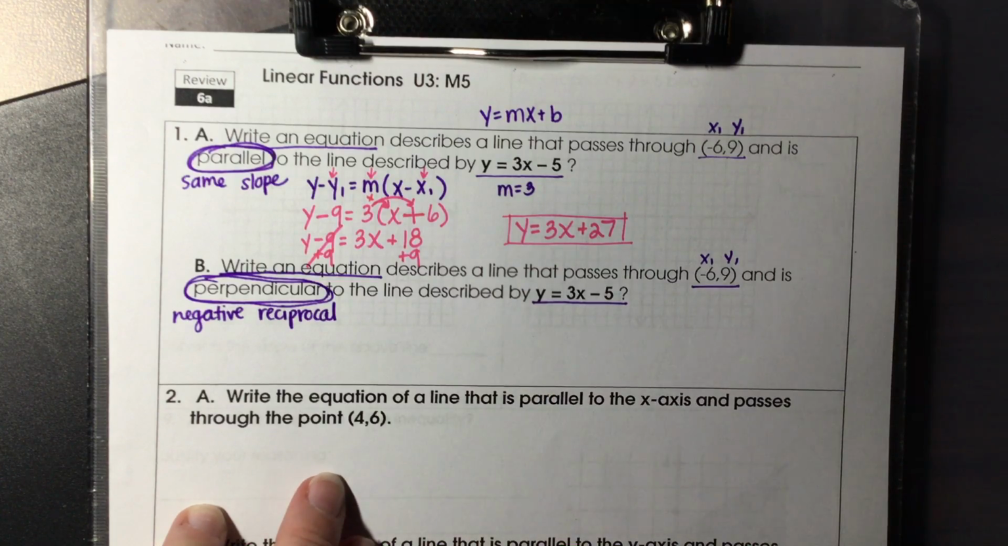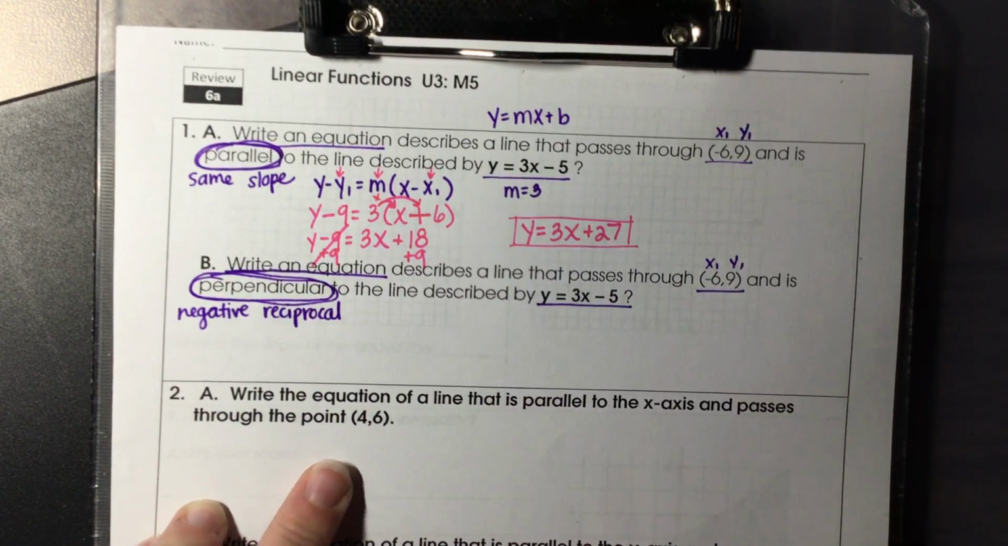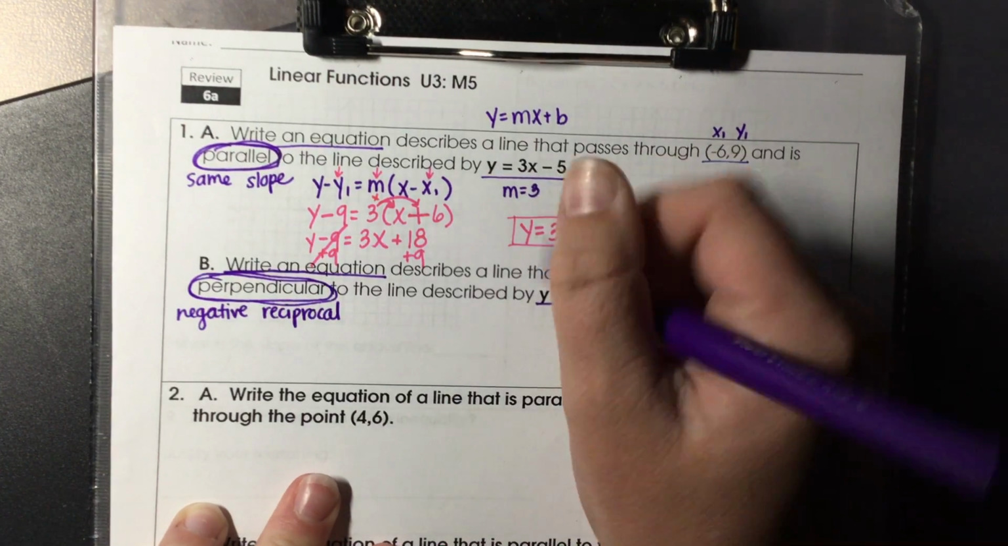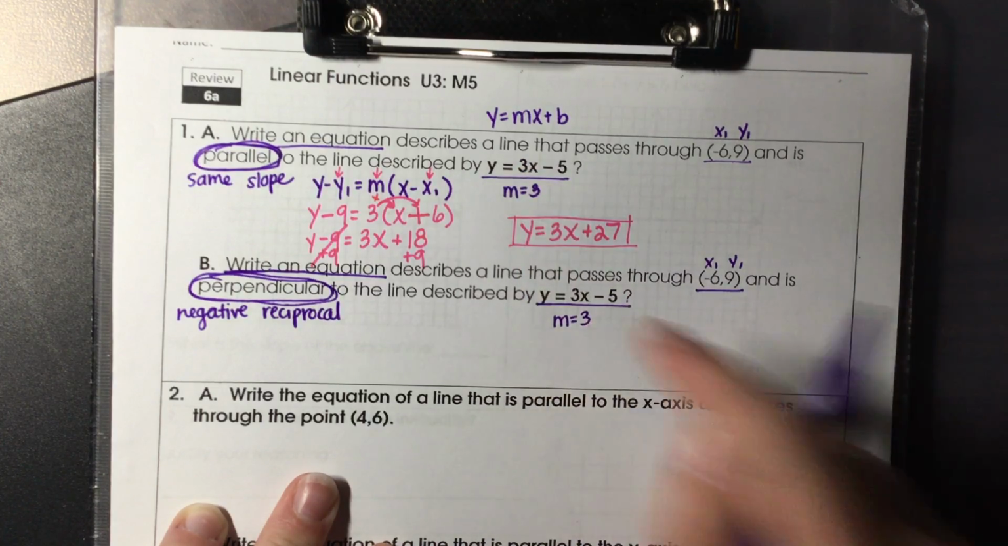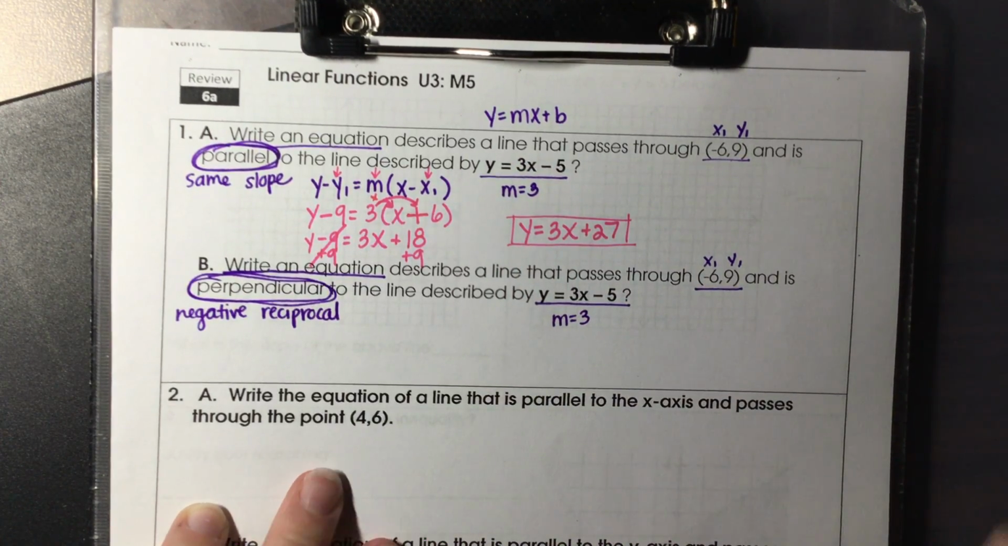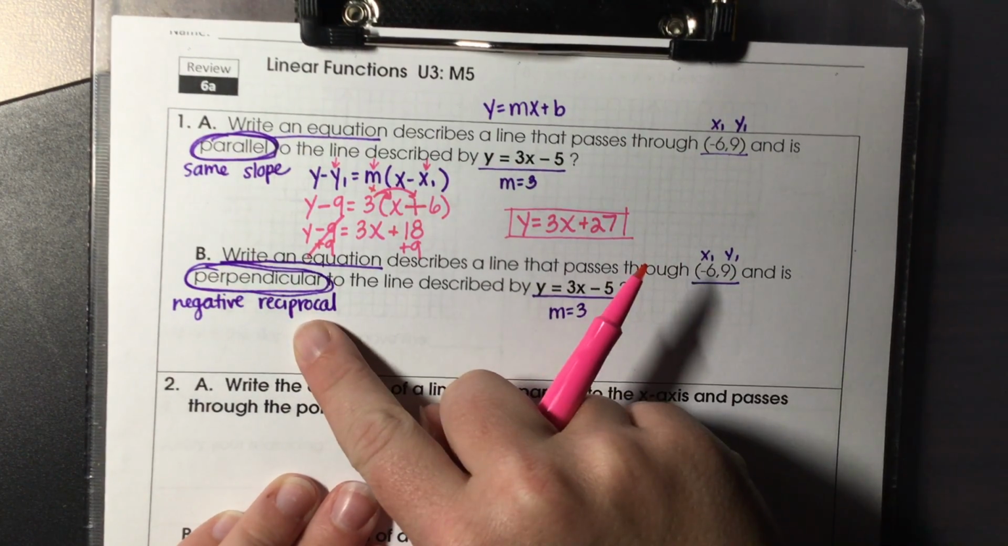Okay. So when I have perpendicular, I know that I have to take the negative reciprocal. So I first got to start with the slope that I have. So it gives me m equals 3. Okay. It's the same equation I had up here. So given m equals 3, I now have to find the negative reciprocal.